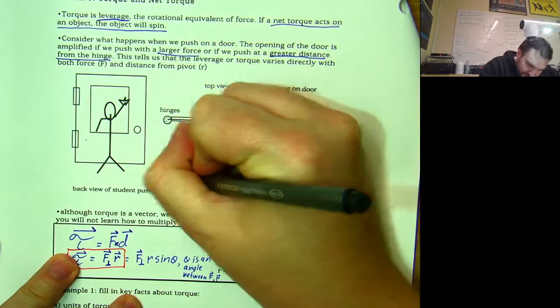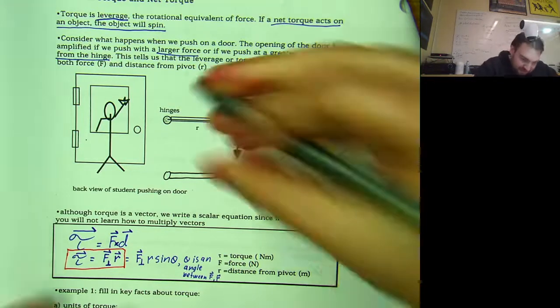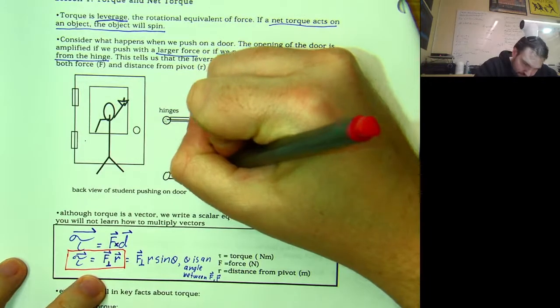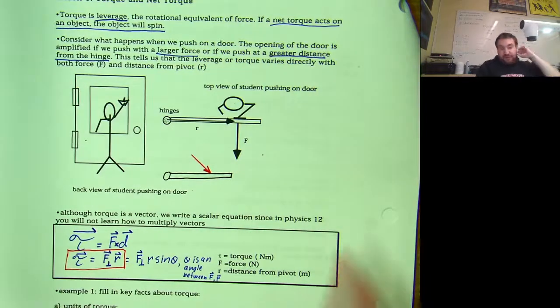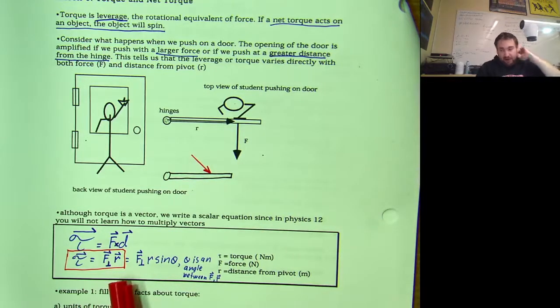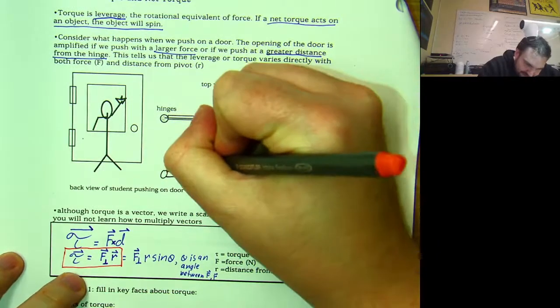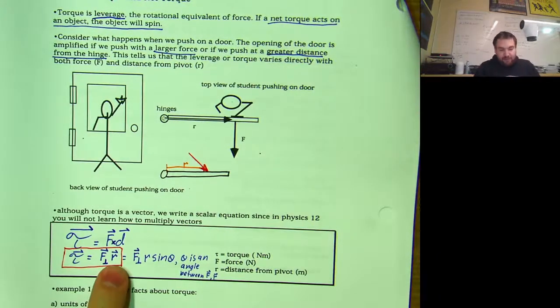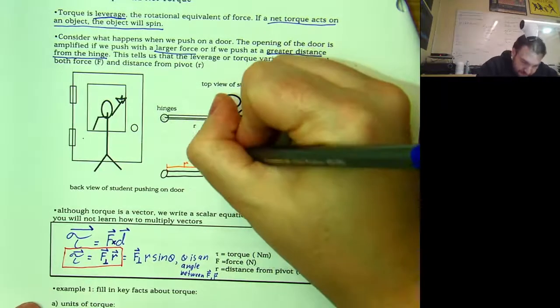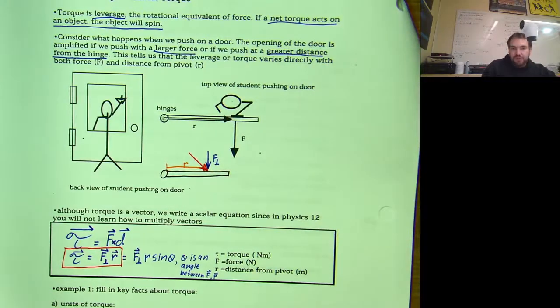If we go up here, I'm going to redraw the door. Let's say that you're pushing on the door with a force that looks like this. So you're not pushing directly on the door, you're pushing at an angle. When we say F perpendicular times R, this distance here from the hinge to wherever the force is acting, that distance is R. And when I say F perpendicular, what I want is the component of that force that is perpendicular to the door.